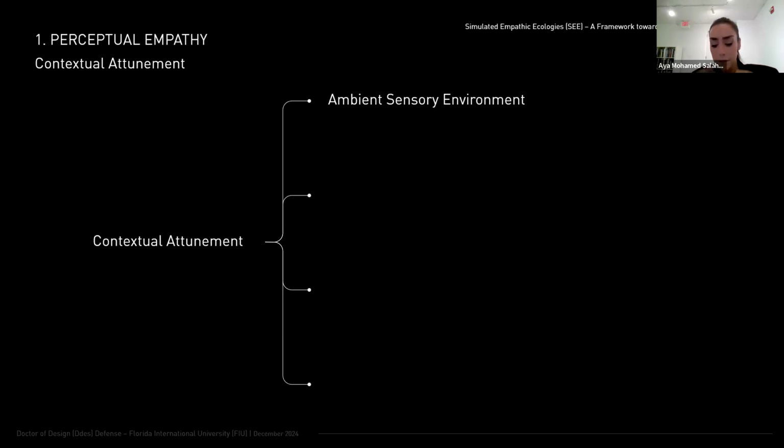And for contextual attunement, it mentions certain elements to try to integrate within the design of affective spatial environments. With ambient sensory environment, it's looking at environmental stimuli beyond just the affective data, but what is the spatialized environmental condition that is happening alongside the experience of these different affective states, and integrating that within the deductions or the inferring of such affective states.